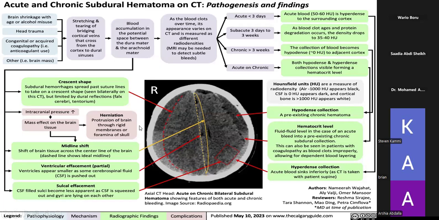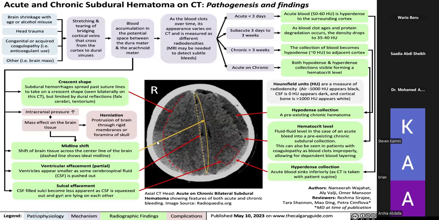Sometimes it's easy to miss, especially if they're bilateral. But here you can see the different densities. So this is a hypodensity, this is an isodensity. So you'll see with subdural hematomas, the older the blood becomes, the more hypodense it becomes.